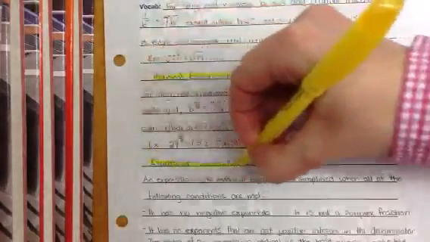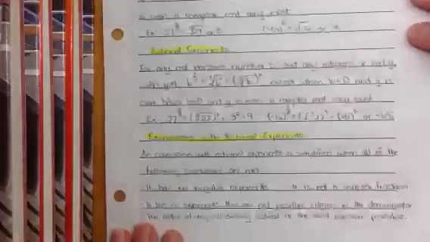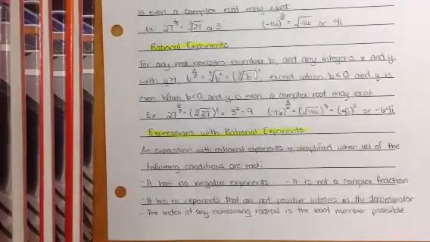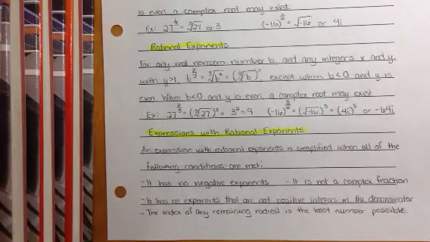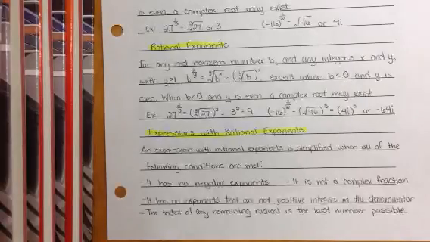How can I tell if I've simplified it as much as possible? An expression with rational exponents is simplified when all of the following conditions are met. No negative exponents, not a complex fraction, no exponents that are not positive integers in the denominator, so no negative exponents in the denominator, and the index of any remaining radical is the least number possible. So our root number has to be as small as we can possibly make it. So let's turn over and we'll look at our examples.